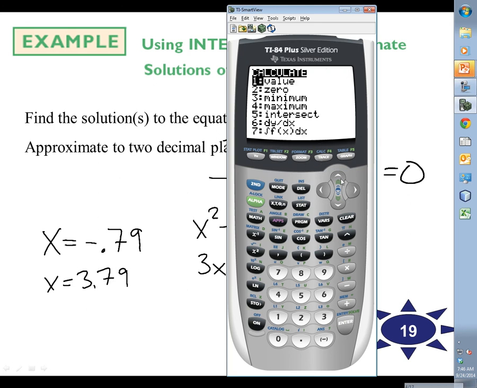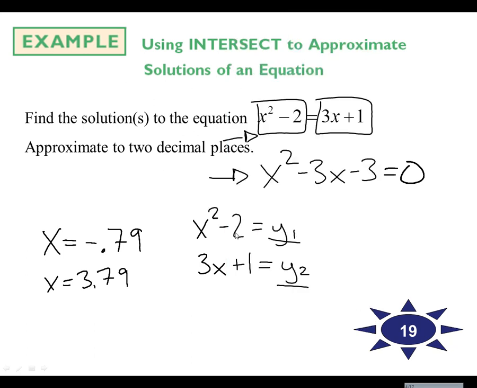If we calculate the other one, our 0, we'll say left bound. A little bit to the left, a little bit to the right, and where's our guess? Boom, 3.79. We got a winner. So, use our second method here. Try to use the intersection method to solve problem 19.